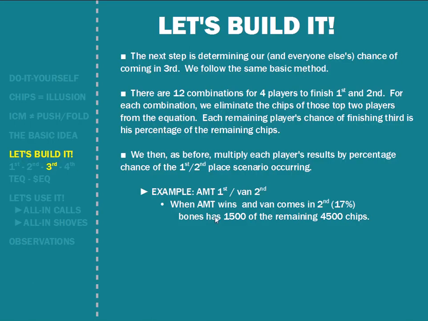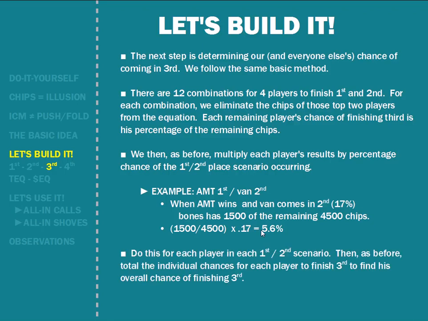And when that happens, Bones has 1,500 of the remaining 4,500 chips. So 1,500 divided by 4,500, times 0.17, the time that this AMT Van scenario happens. And then we get a percentage, 5.6%. And so then we do this for each player in each first, second scenario. And then as before, we total the individual chances for each player to finish third to find his overall chance of finishing third. So let's go ahead and do that on the sheet.